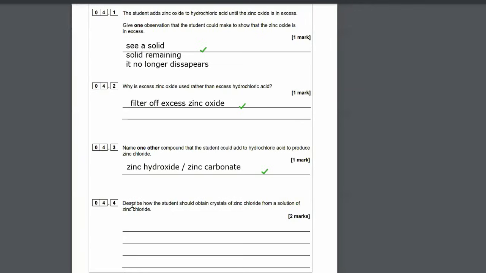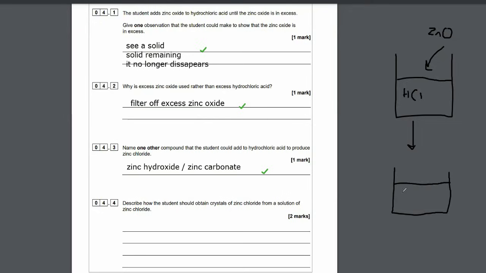Right, 4.4. Describe how the student should obtain crystals of zinc chloride from a solution of zinc chloride. So let me just go through what's happened here. Essentially, if you look over here at this beaker, what they had at the start was hydrochloric acid. They added zinc oxide until the zinc oxide was in excess. Well, what happens when you add zinc oxide to hydrochloric acid is you end up with salt and water. So you end up with zinc chloride. I'm presuming it's zinc 2 chloride. It could be zinc 1. So we've got zinc chloride and water, and then we have our zinc oxide floating around on top.